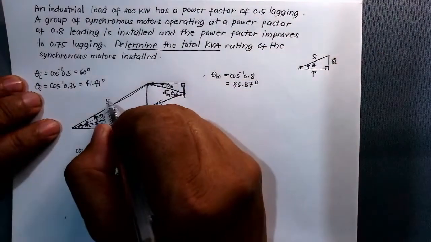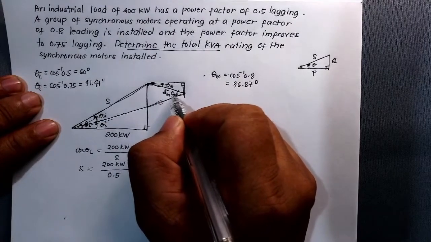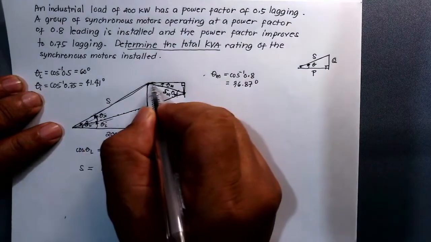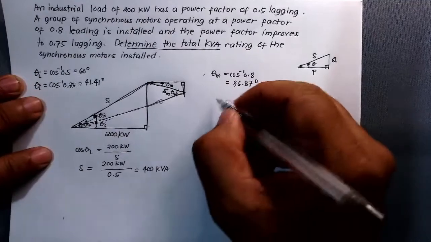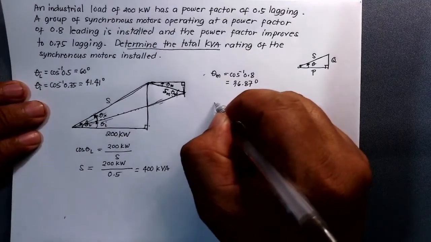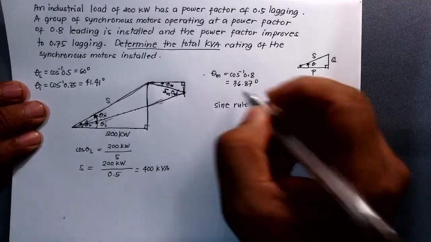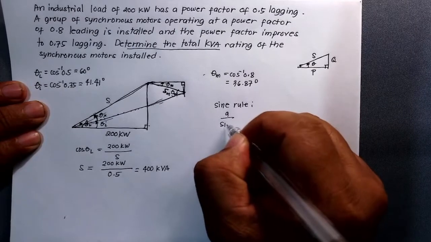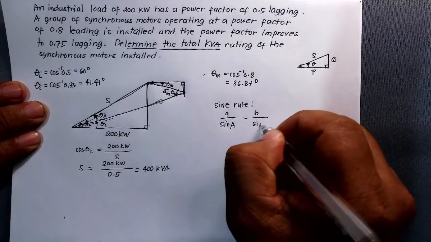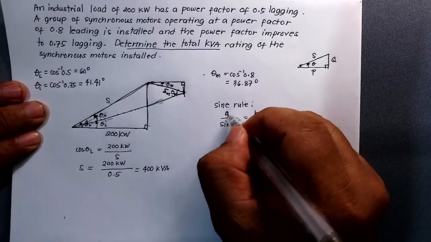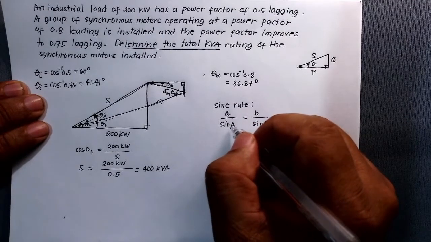So if you know this one and you know this one, the angle theta y, and you know theta x, you can now know the side here, the SM, because we will apply the sine rule. The sine rule states that a over sine angle A is equal to b over sine angle B. Small a here is the opposite side of the angle where you take the sine.